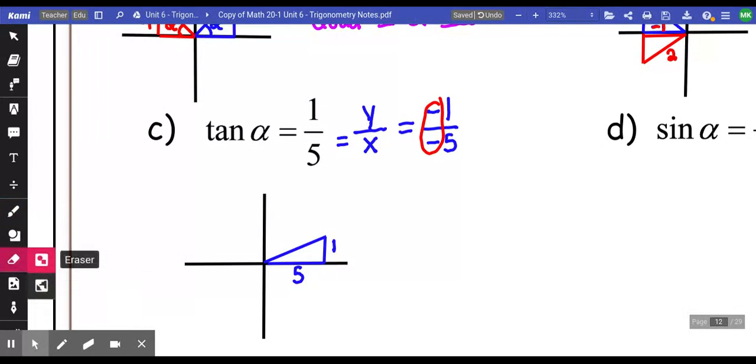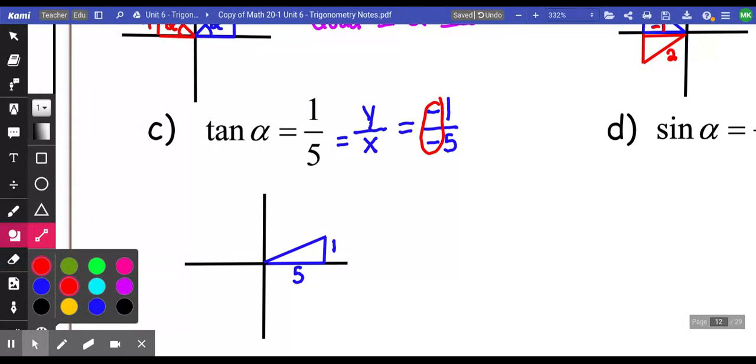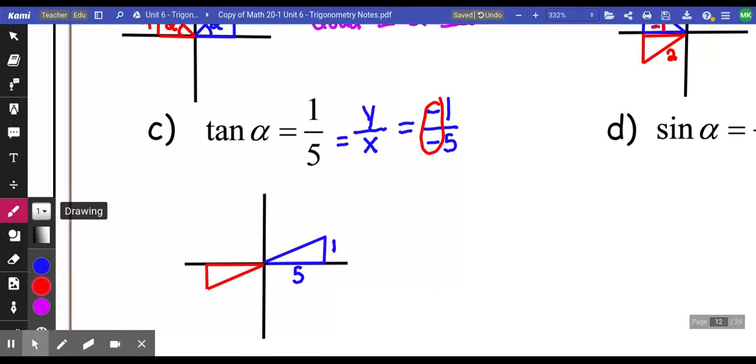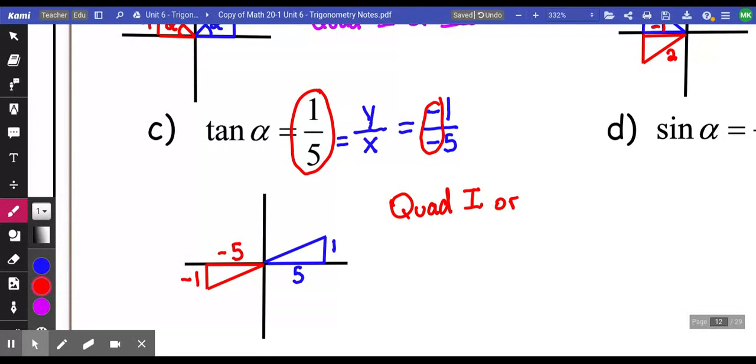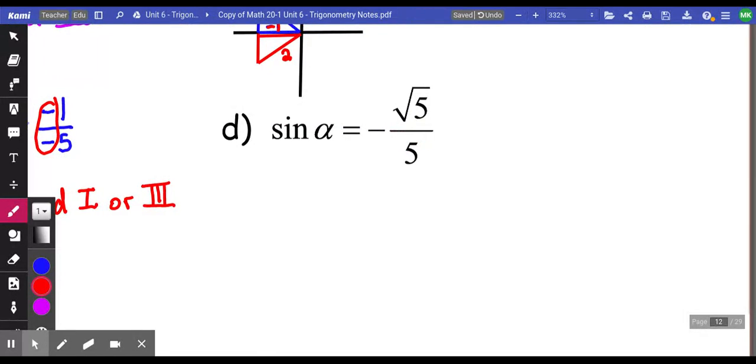So that means this triangle could have been built back here, where I have a negative 5 as my x value and a negative 1 as my y value. I've gone left and down. Both those triangles are legitimate because they both would simplify to be 1 over 5. Therefore, this could be built in quadrant 1 or 3. Awesome. Give D a shot on your own.